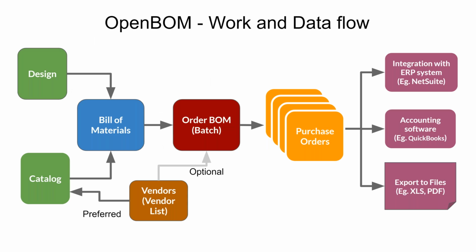Okay, let's talk about the OpenBOM work and data flow. And this is going to take us into the purchasing process, which we're going to be focusing on now. This is the big picture of what OpenBOM is. We start with some design, we bring in some information about vendors and parts, we build bills of material, we place orders, we reduce those orders down to purchase orders based on the items that are in that order, and then we send those purchase orders either out to PDF or Excel, maybe we send it to QuickBooks, maybe it goes to NetSuite or something else. So that's just to orient you. That's the big picture view of OpenBOM.